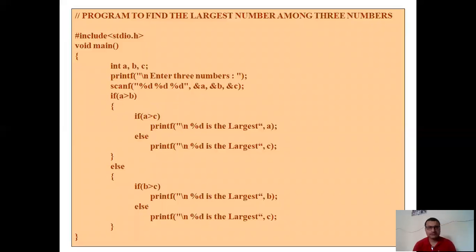Now let us try to understand it with a simple example, right? What we have to do is find the largest value among three values, and we are assuming all these values are distinct. Okay. So we have taken three variables. Then using scanf, we have got three values from the user: A, B, and C. Right.